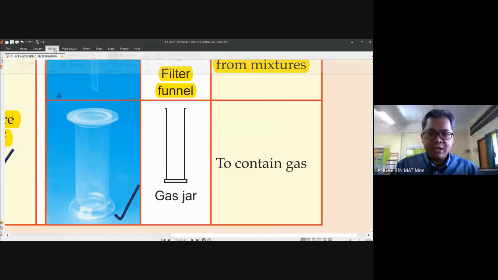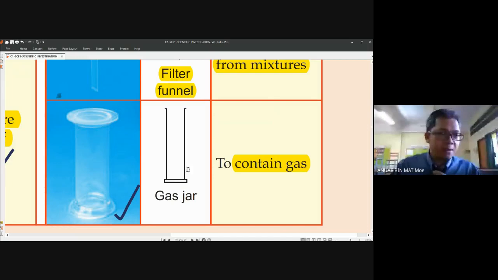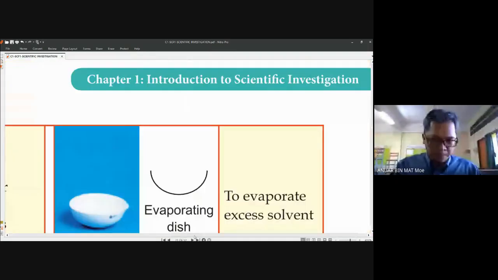As the name implies, the function of the gas jar is to contain gas. What are the gases you already learned in primary school? Oxygen, carbon dioxide, hydrogen. Those are examples of gas. These are the picture and the diagram, or the symbol, of the gas jar. Okay, so we continue next.